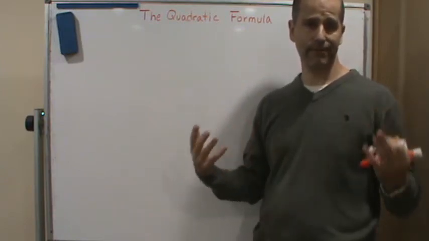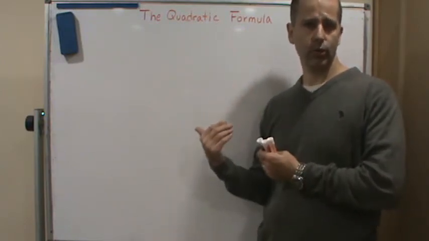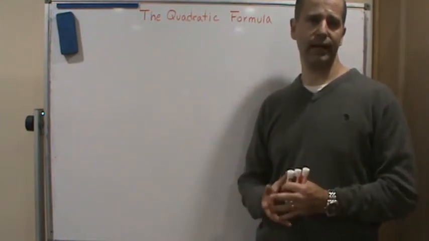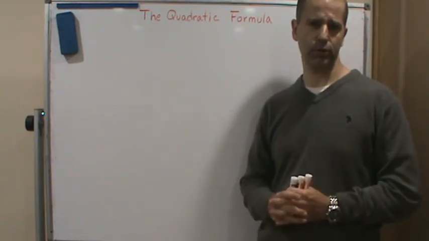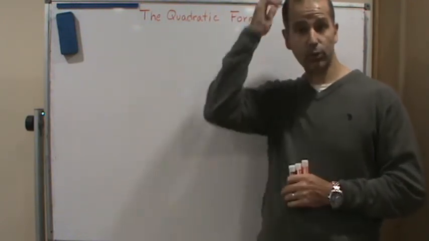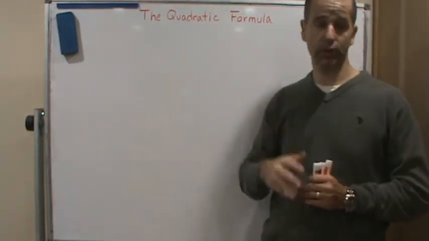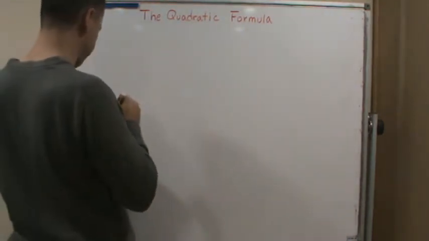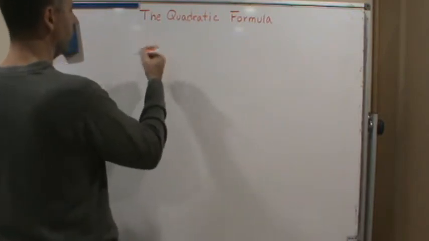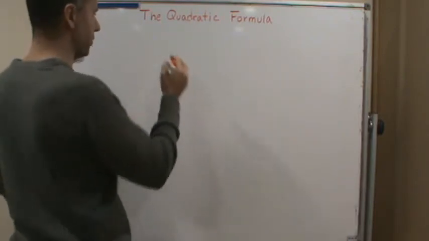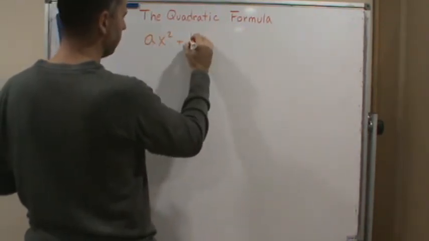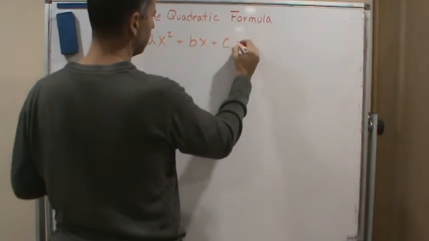If something's not factorable, then you would want to use the quadratic formula, because there still may be solutions, they're just not integer or whole number solutions, okay? And solutions may also not be real solutions. So here's how you derive the quadratic formula. Again, we're going to start with a general quadratic equation, ax squared plus bx plus c is equal to 0.